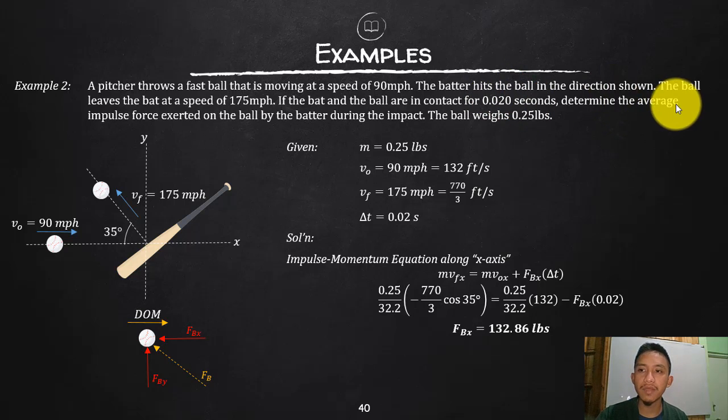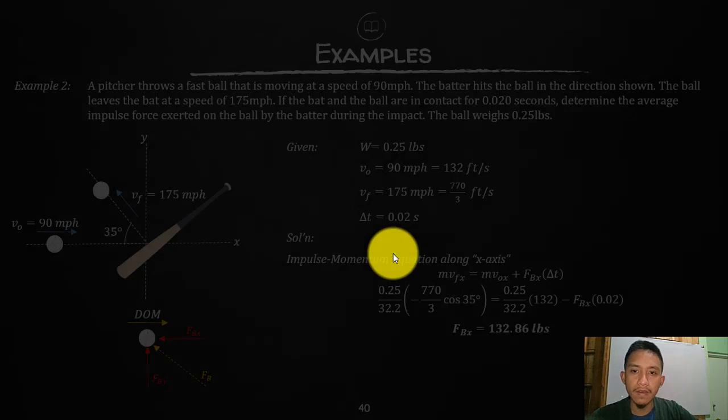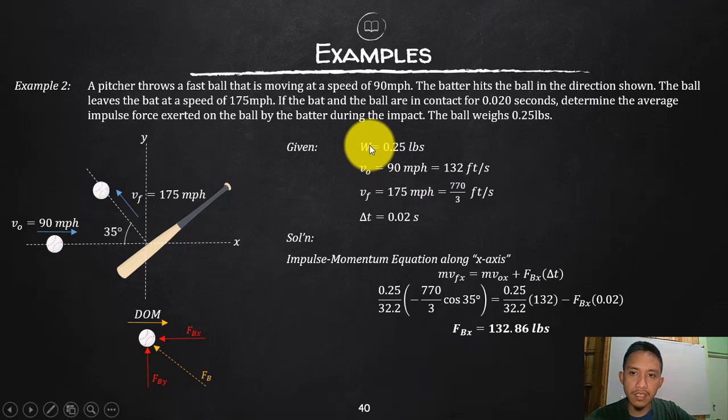Determine the average impulse force exerted on the ball by the batter during the impact. The ball weighs 0.25 pounds. I'm sorry, this should be weight. Let's just change that one. We changed that to weight, since it says there weighs, and you can see that in your pounds. That is a pound force. So again, that is the weight of the ball, 0.25 pounds.